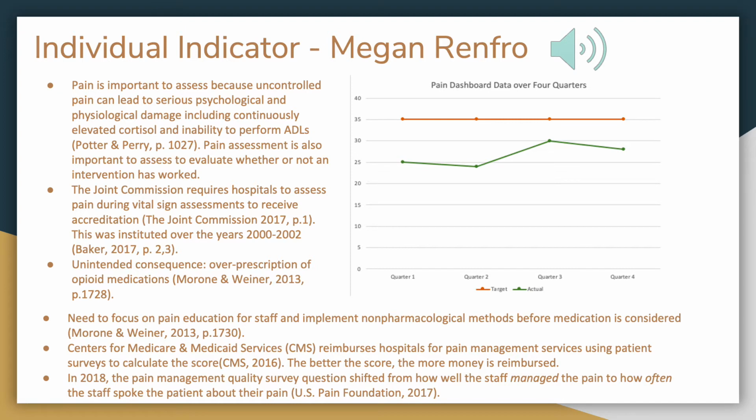Along this same vein, CMS, or the Centers for Medicare and Medicaid Services, sends out surveys to patients of participating hospitals asking about their stay. This survey includes questions about quality of pain management, and the better the score, the larger the hospital reimbursement. In 2018, these questions were amended and shifted from how well the staff managed the pain to how often the staff managed the pain. This raises more concerns about whether or not CMS is incentivizing physicians to overprescribe opioids.